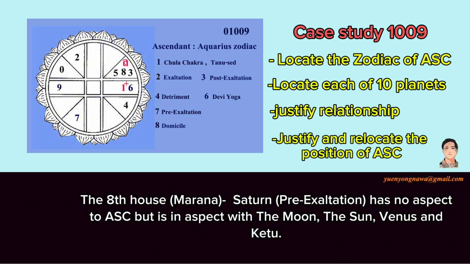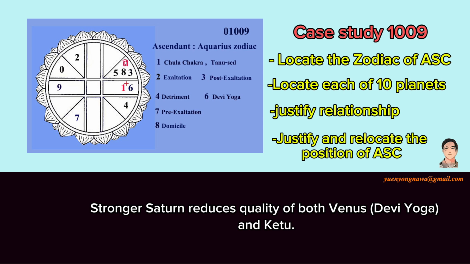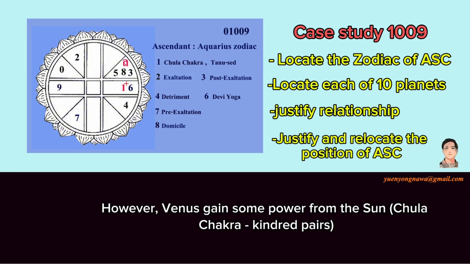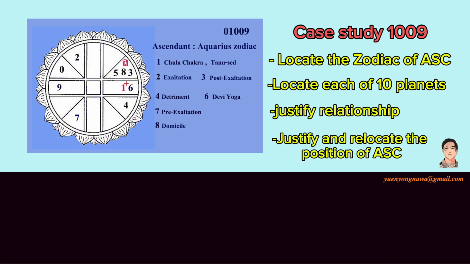Saturn, pre-exaltation, has no aspect to ASC but is in aspect with the Moon, the Sun, Venus, and Ketu. Saturn and Venus are in enmity pairs. Stronger Saturn reduces quality of both Venus, Devi Yoga, and Ketu. However, Venus gains some power from the Sun, Chula Chakra, Kindred Pairs, and her quality is little impacted by Saturn.